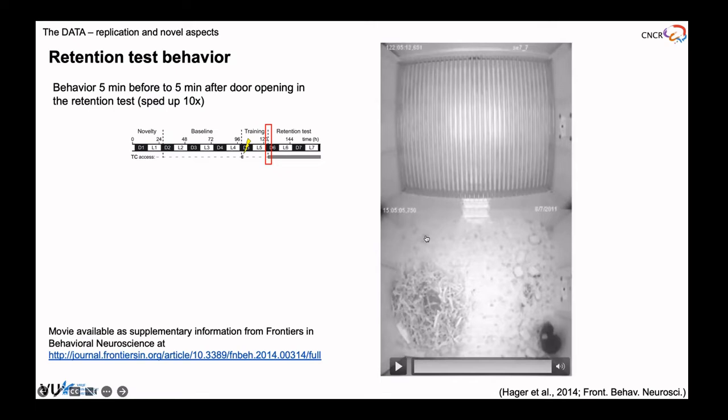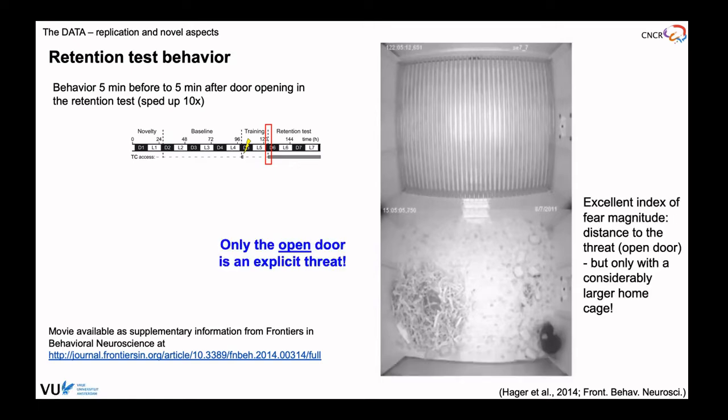You see steps of a stretch and attend postures towards the door. And now we can quantify this. Only the open door is an explicit threat. The threat has a target. And this is important here because in fear conditioning, we don't have a real target. Of course, we know from ethological experiments that the magnitude of the fear is proportional to the distance between the animal and the threat, particularly in predatory animals.